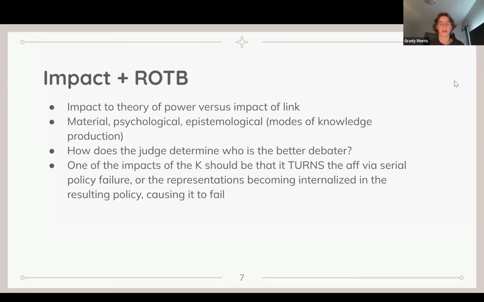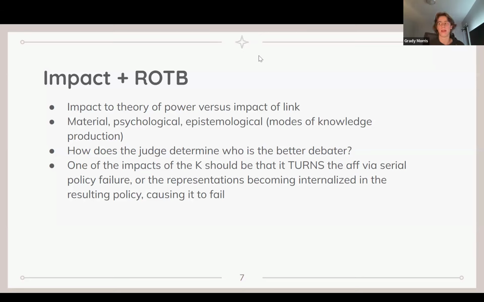Then the role of the ballot essentially says, how does the judge determine who is the better debater? Now, this can do a few different things. It can talk about materially, how do we weigh impacts? Psychologically, how do we weigh impacts? Or epistemologically, how do we weigh impacts? Which is just the modes of knowledge production that are produced.